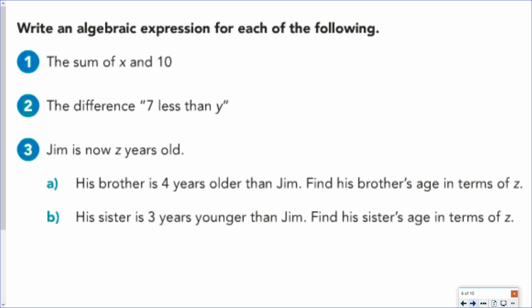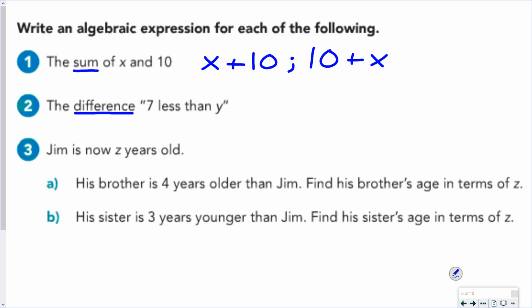So a couple more examples here. We're writing algebraic expressions for each of the following. Well, for number 1, it says the sum of x and 10. Well, sum refers to addition, so you'd have x plus 10, or you could have 10 plus x. Number 2, the difference. Well, difference refers to subtraction, so you will be subtracting. We want 7 less than y, so we need to take 7 off of y, so that'd be y minus 7.